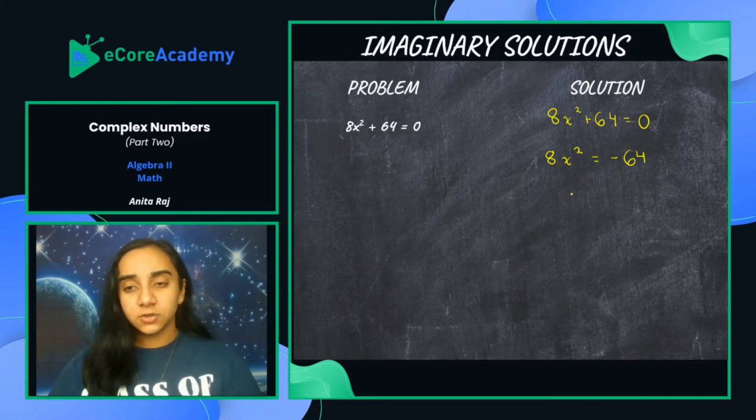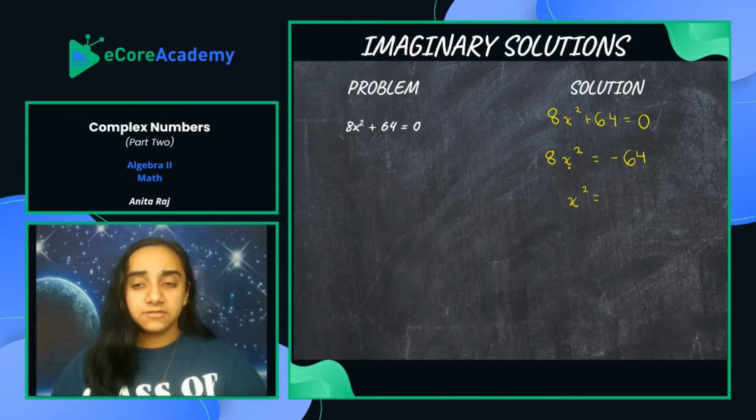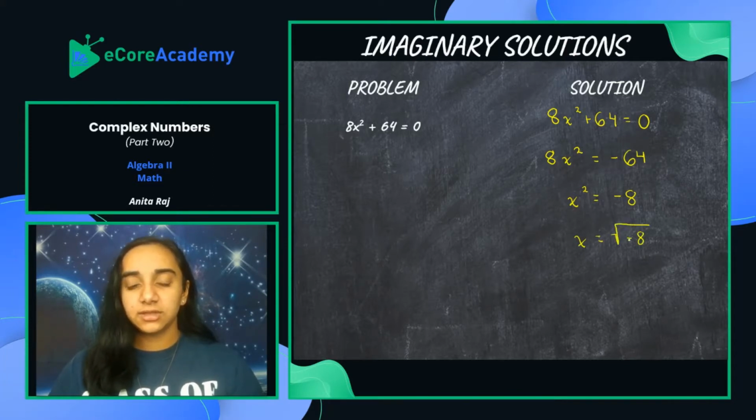Then we want to get this x squared by itself, so we're going to divide both sides by 8. If we divide the left side by 8, we just get x squared. If we divide the right side by 8, we get negative 8. And lastly, we want to square root both sides. If we square root the left side of the equation, we get x. If we square root the right side of the equation, we get the square root of negative 8. And this actually poses a problem, because we cannot just leave this negative sign underneath the square root symbol. So what we're going to do is we're going to rewrite this. So x is equal to the square root of negative 8.